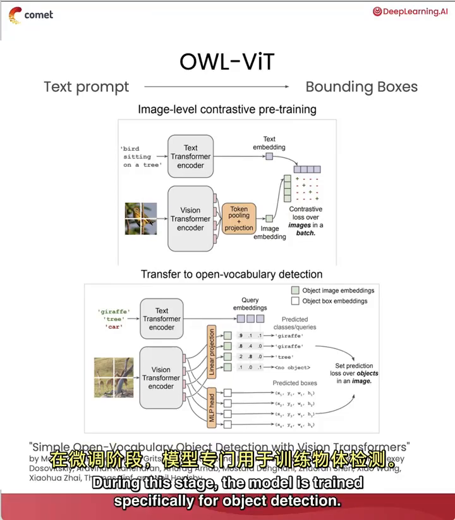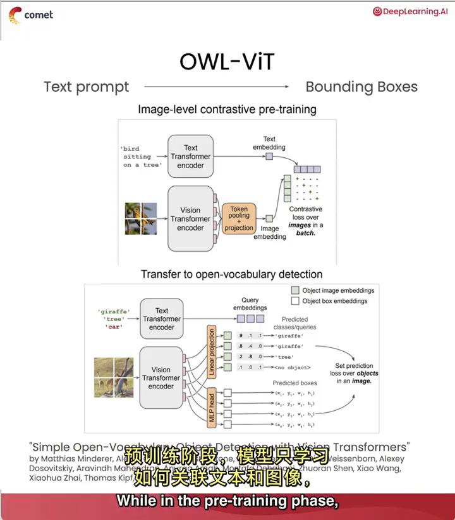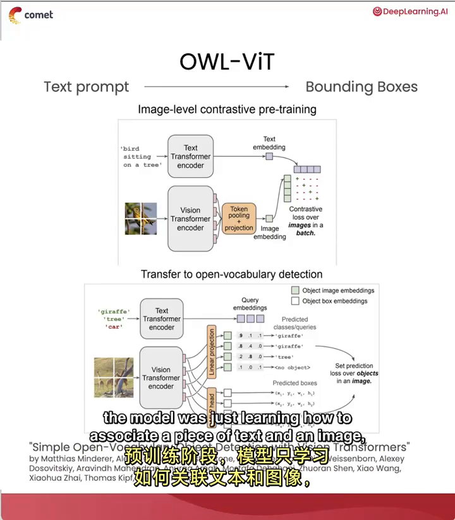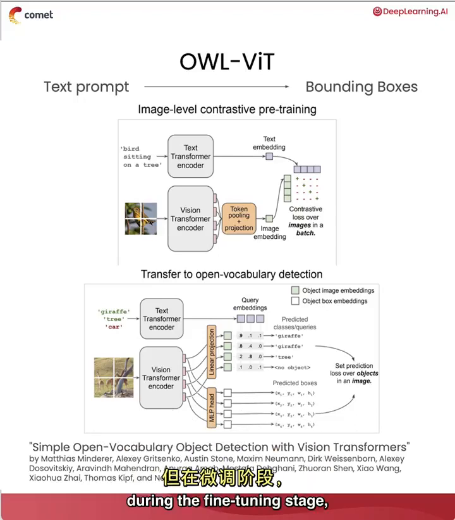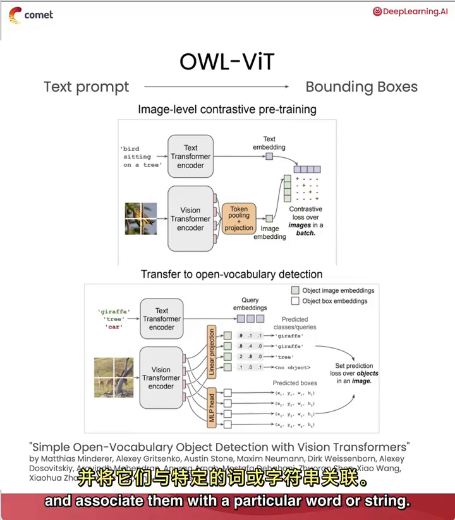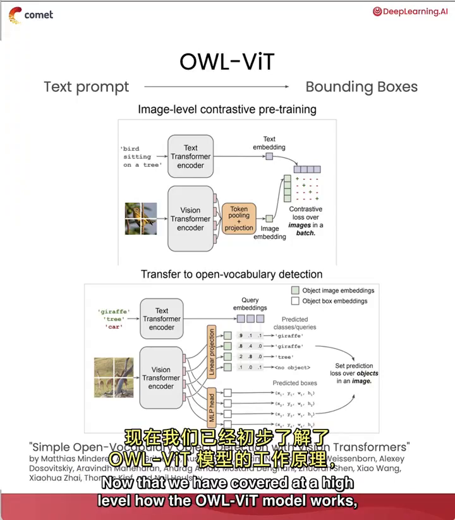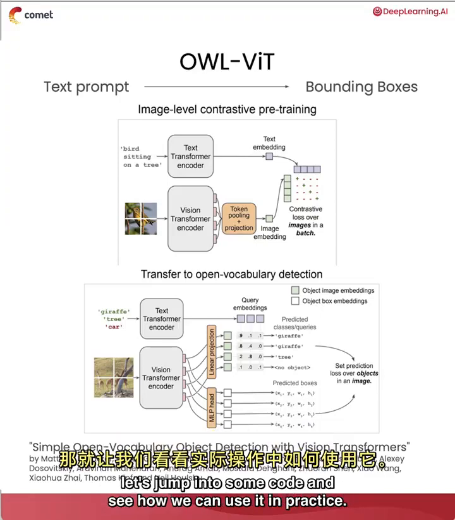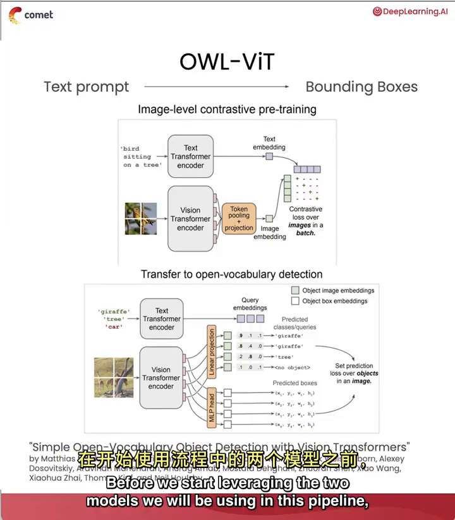In order for this model to achieve good performance, it also required a fine-tuning stage. During this stage, the model is trained specifically for object detection. While in the pre-training phase, the model was just learning how to associate a piece of text and an image, during the fine-tuning stage, the model learns to identify objects and associate them with a particular word or string. Now that we have covered at a high level how the OWL-ViT model works, let's jump into some code and see how we can use it in practice.